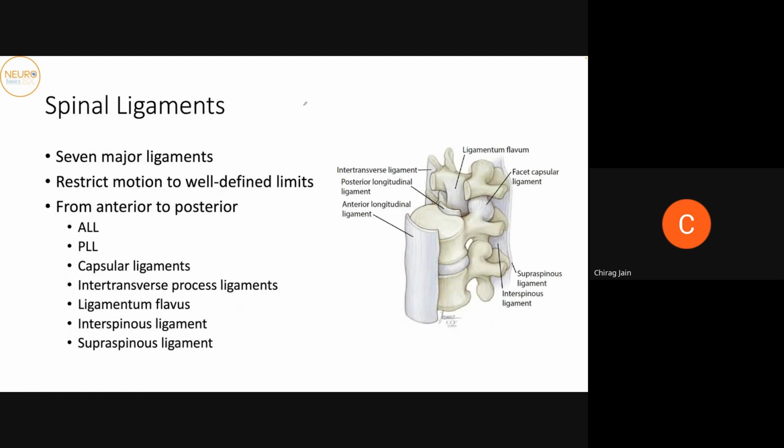Okay. Now, coming to the spinal ligaments, there are 7 major spinal ligaments. We've already discussed a lot of these before. Just to remind us, from anterior to posterior, you have the anterior longitudinal ligament on the anterior surface of vertebral bodies, the posterior longitudinal ligament on the posterior surface, the intertransverse ligament between the transverse processes, the ligamentum flavum running on the inner surface of the laminae, the facet capsular ligament, the interspinous ligament, and then the supraspinous ligament.